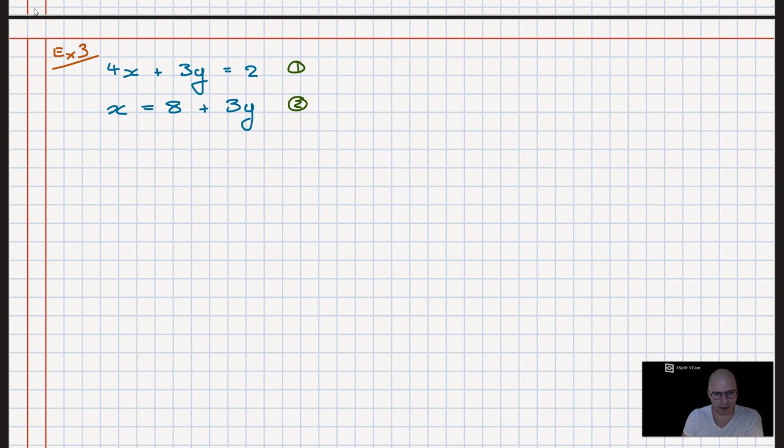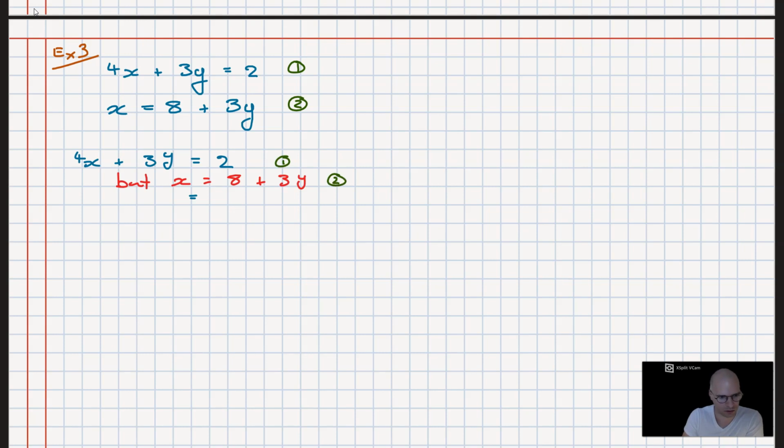Now, the second step is we have to think about what equation we want to start with and what one we want to use as the substitution equation. The second equation here, x equals 8 plus 3y, would be a really good substitution one because it's already rearranged such that x is the subject. And in equation 1, that's not the case. So we'll start off with equation 1, like so. And then we'll substitute equation 2 into equation 1. Of course, I need to label these.